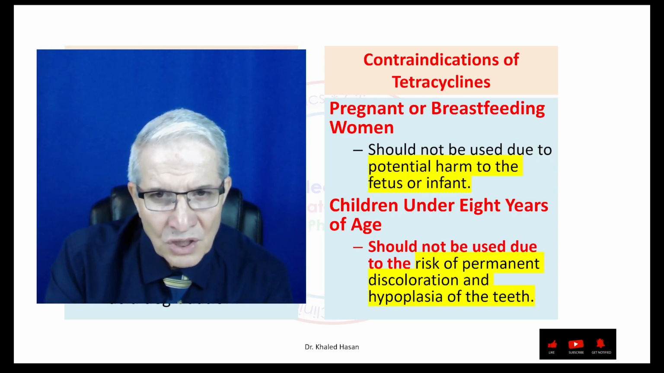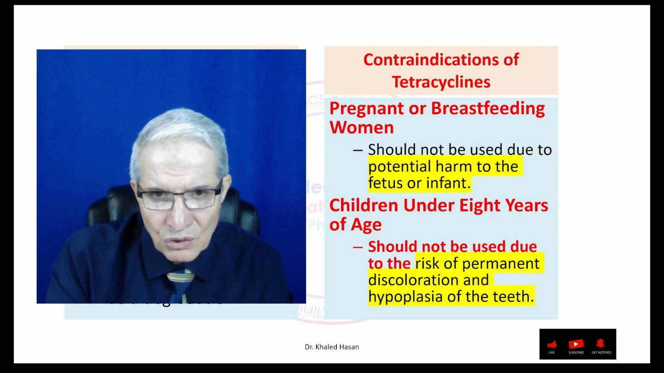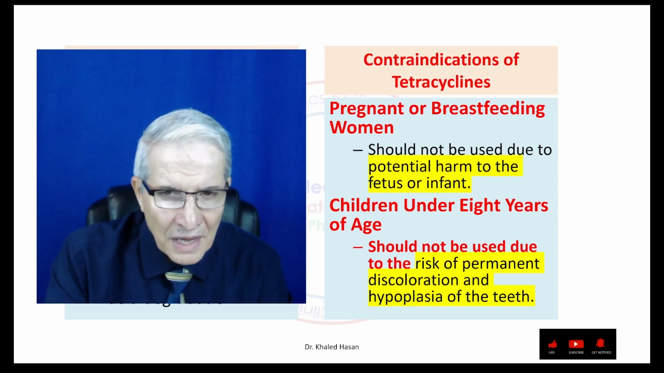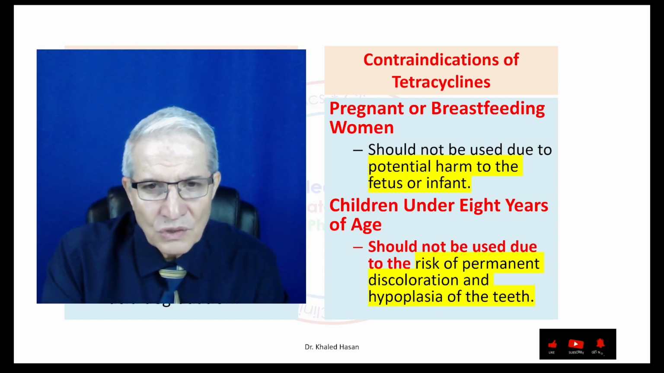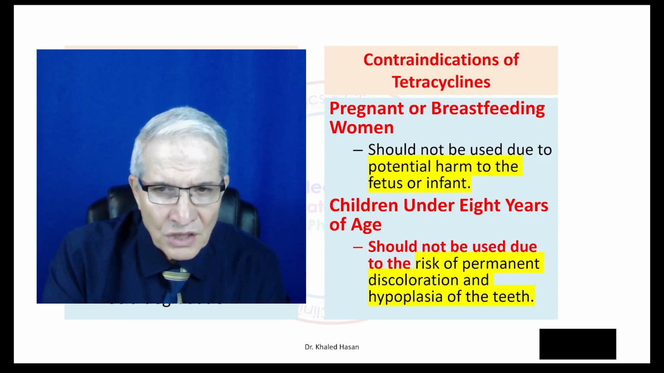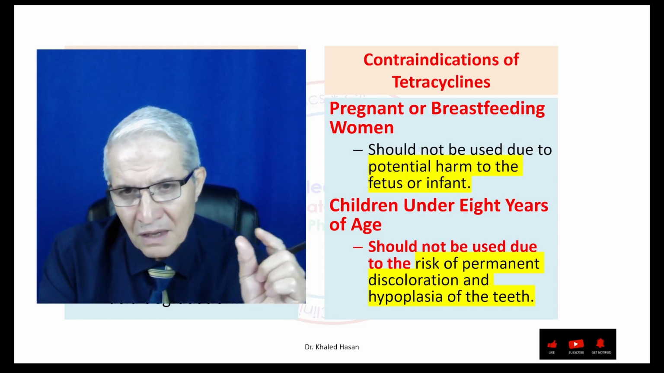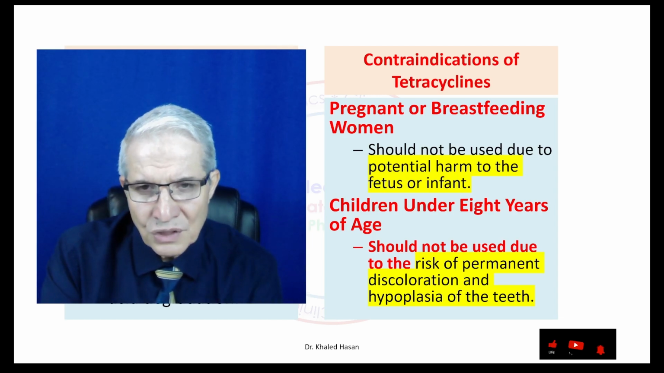Moving to children, children less than 8 years of age should not use tetracycline due to the risk of permanent discoloration and hypoplasia of teeth. So this will be the case when you have a patient, for example, who is possibly pregnant or during lactation, or children less than 8 years of age. All these groups are considered contraindicated and not allowed to be prescribed tetracycline. Pregnant women, women during lactation, and children less than 8 years of age.